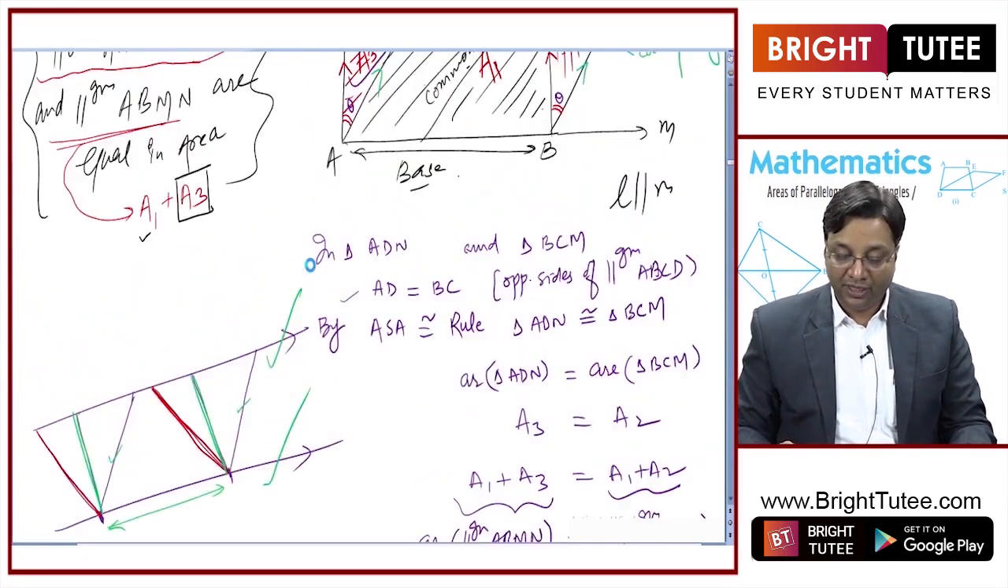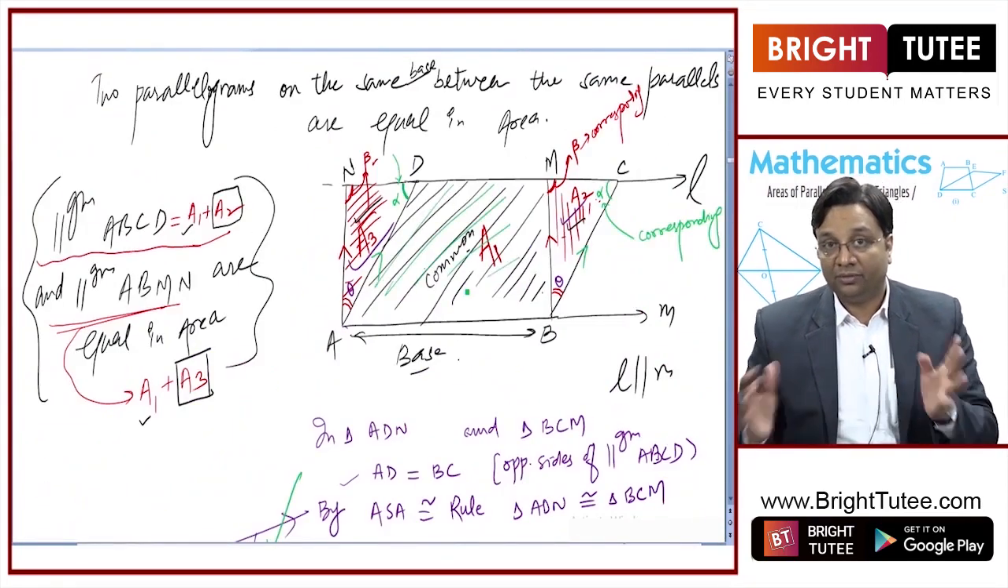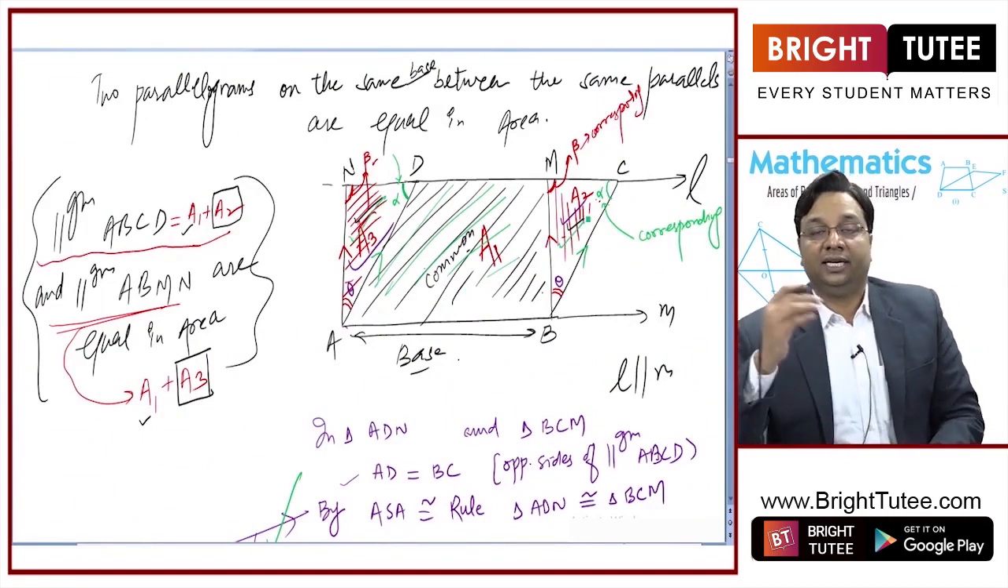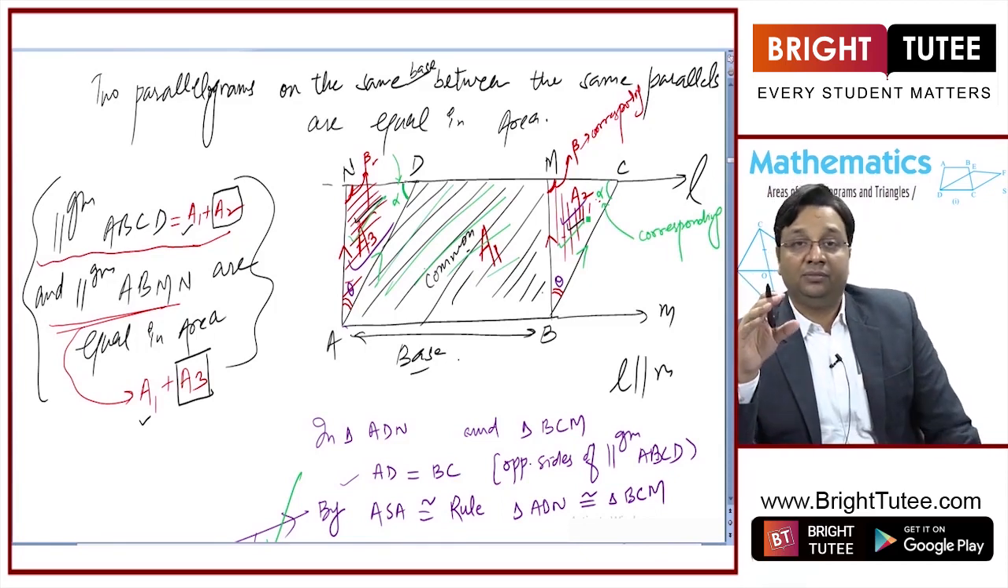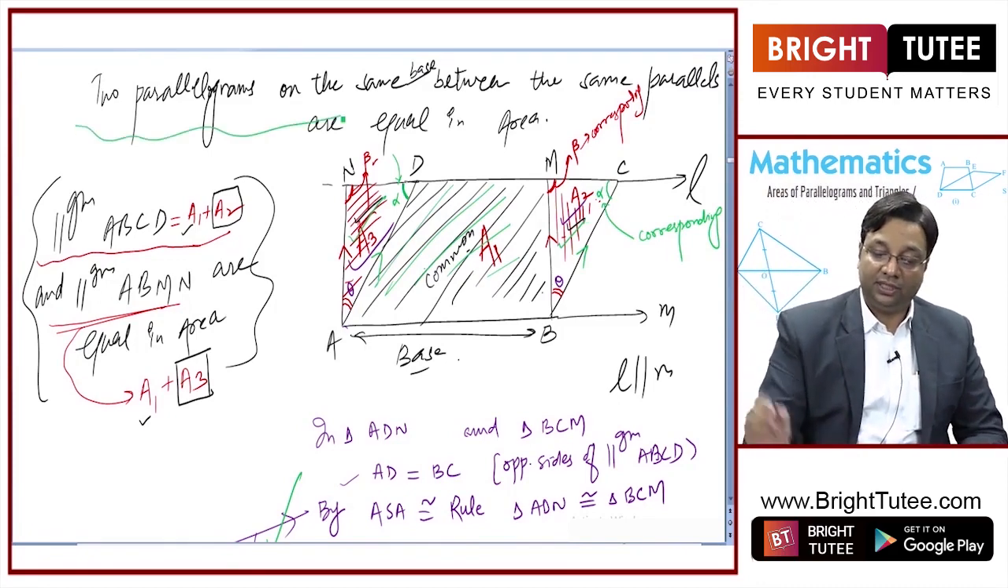And how can you prove that? You can take the common region, and apart from that common region, you will have two triangular regions of which the areas will be equal, which you can easily prove through the angle side angle congruence rule. Okay. I hope this theorem is clear to us.